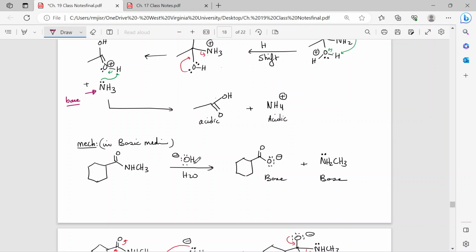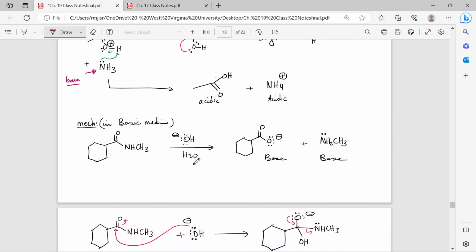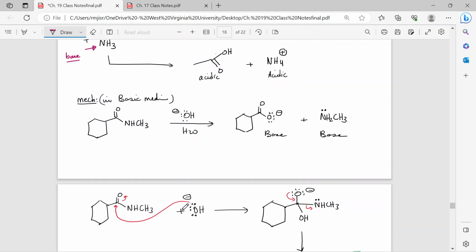Now, when we're working with a basic medium, you don't do any protonation in the first step. The nucleophile immediately attacks and forms a negative charge on the oxygen. Now, our target in the basic medium is to break the amide bond and allow the nitrogen to leave in a form of a lone pair. So that is going to be a good leaving group. And right now it is in a form of a lone pair, so it can leave easily.